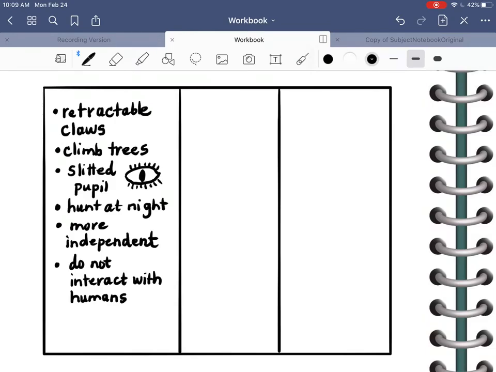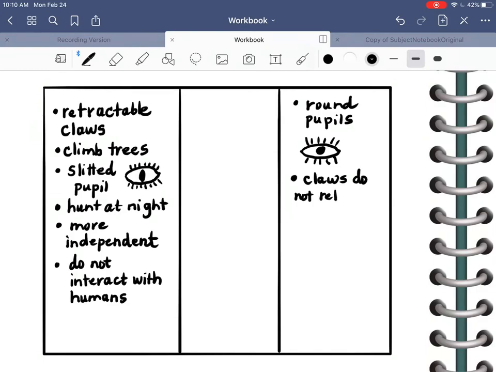Okay, let's go ahead and lift up this door about dogs. Let's go ahead and do only dogs. Dogs have round pupils. They're not hunters on the scale that cats are. So if you draw the dog's eye, it's going to have a round pupil. Their claws do not retract, so they can't hide their claws. They don't pull back.